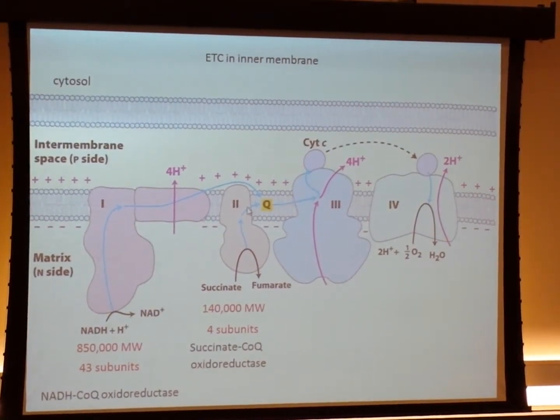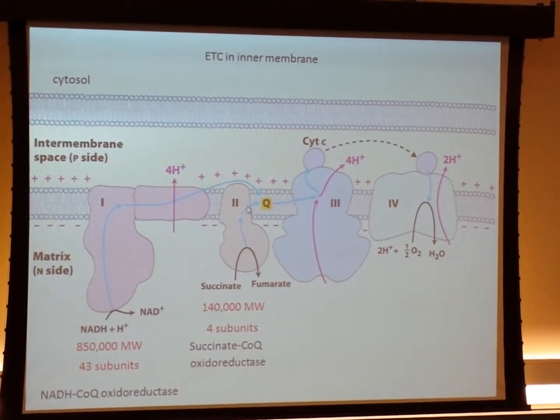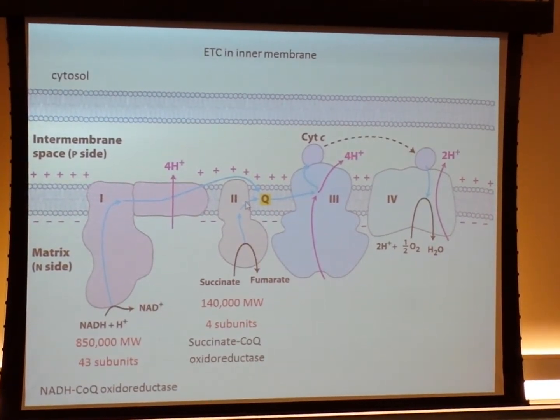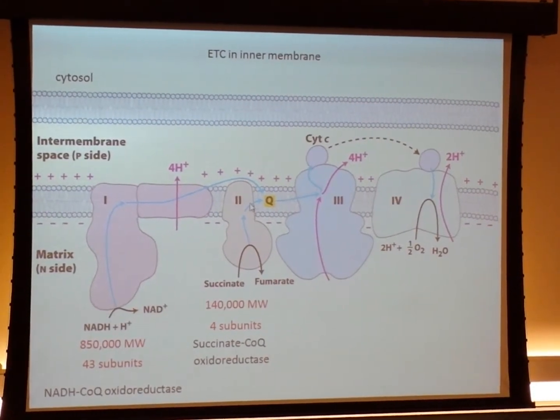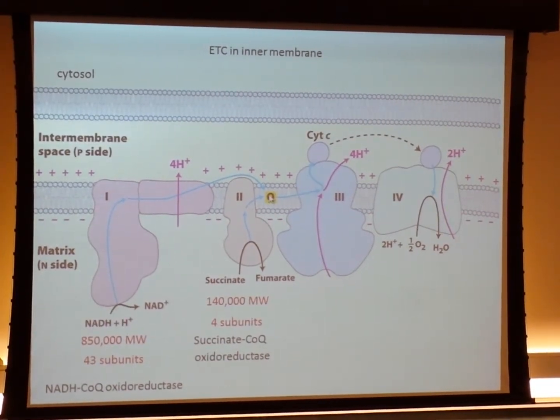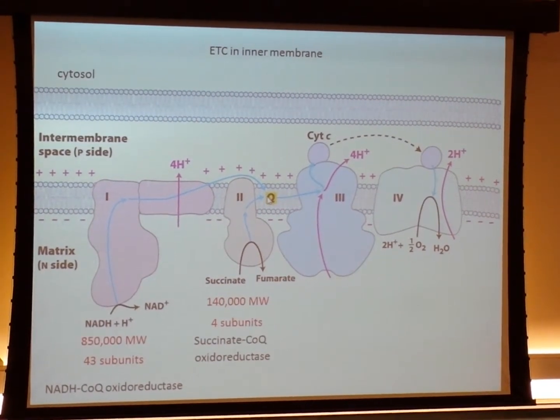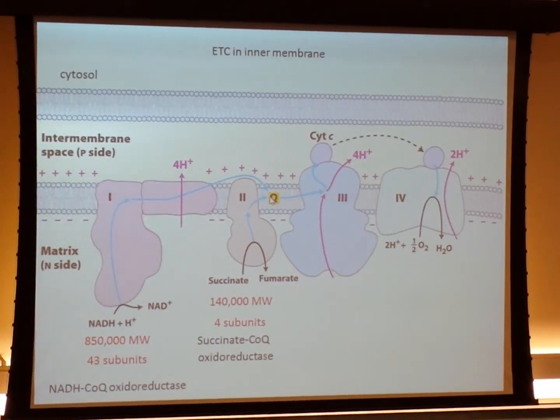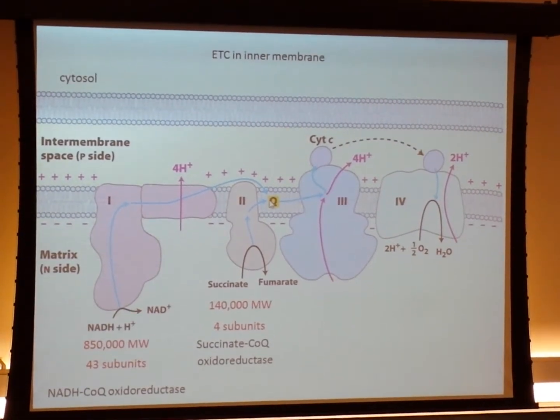Again, it's a 3-dimensional object pressed onto a 2-dimensional plane, where Q is having electrons put directly onto it by this enzyme. So the enzyme makes things very fast, and it makes it very specific.